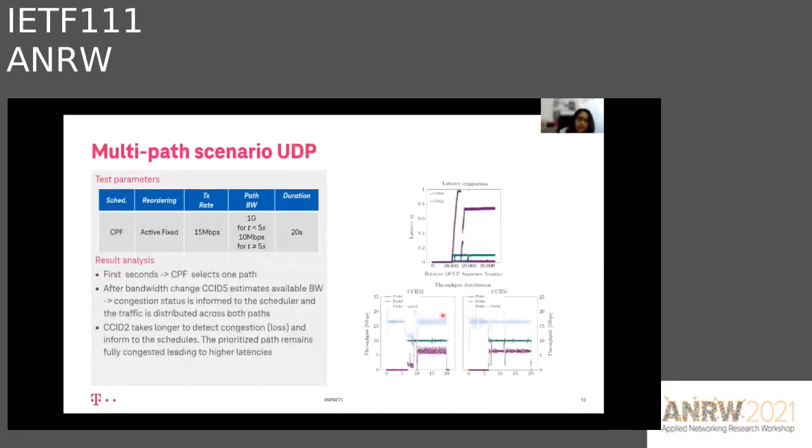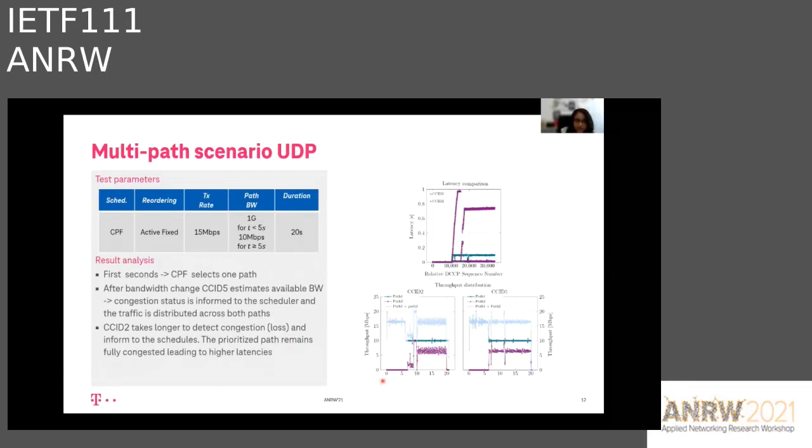In the case of the multipath scenario, we did two tests. The initial one was sending UDP traffic. We used a similar scheme to the single path scenario, limiting the bandwidth in the middle of the test. We used the cheapest path first scheduler and the active fixed reordering. Here we can see the latency comparison and also the throughput distribution among the paths for both CCID2 and CCID5 and the aggregated throughput.